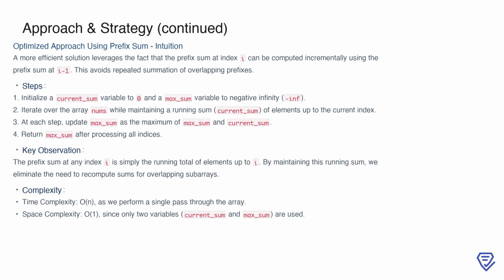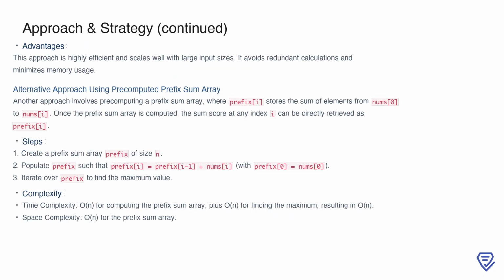This makes the approach highly efficient and well-suited for large input sizes. One alternative method involves pre-computing a prefix sum array. Here, we create an auxiliary array where each element stores the sum of all elements in the original array up to that index. For example, the value at index i in the prefix array is equal to the value at i-1 plus the current element.